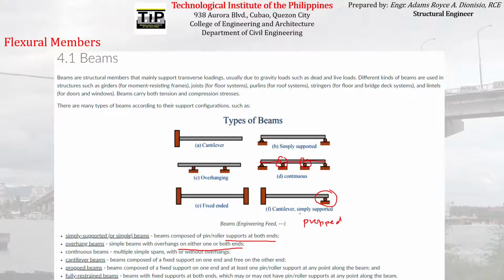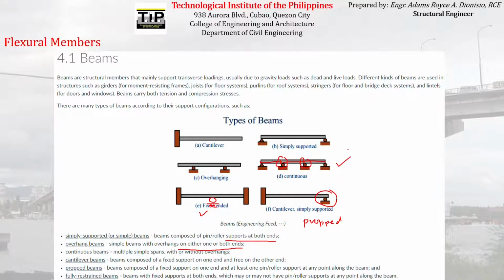Prop beams or the cantilever simply supported, beams composed of a fixed support on one end and at least one pin or roller support at any point along the beam, and fully restrained beams, which is this, beams with fixed supports at both ends, which may or may not have pin or roller supports at any point along the beam. So, pwede mong lagyan niya ng mga intermediate supports pa dito. Yung fixed-ended beam natin, although pag ganun, pwede na nating tawagin na continuous beam din to eh.